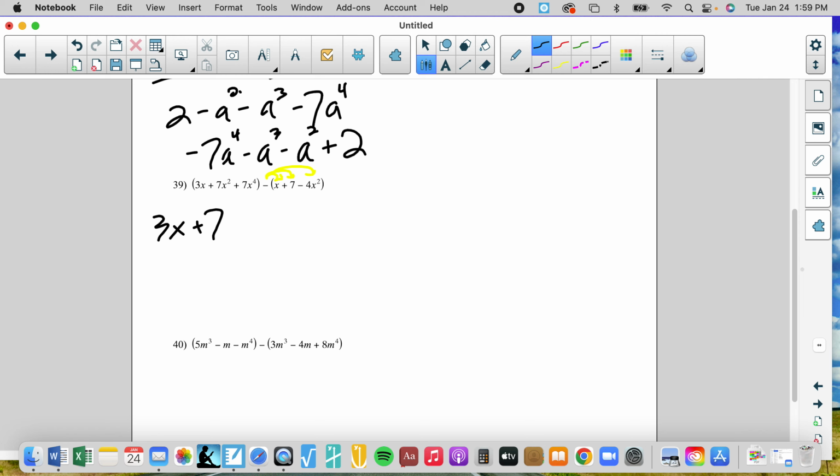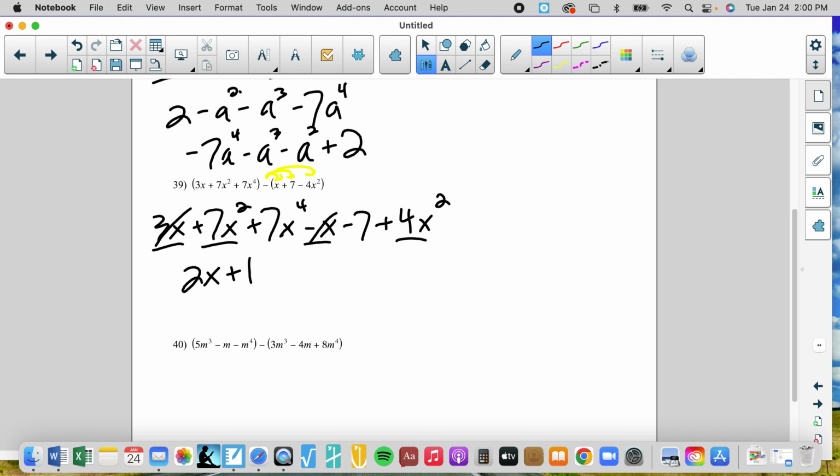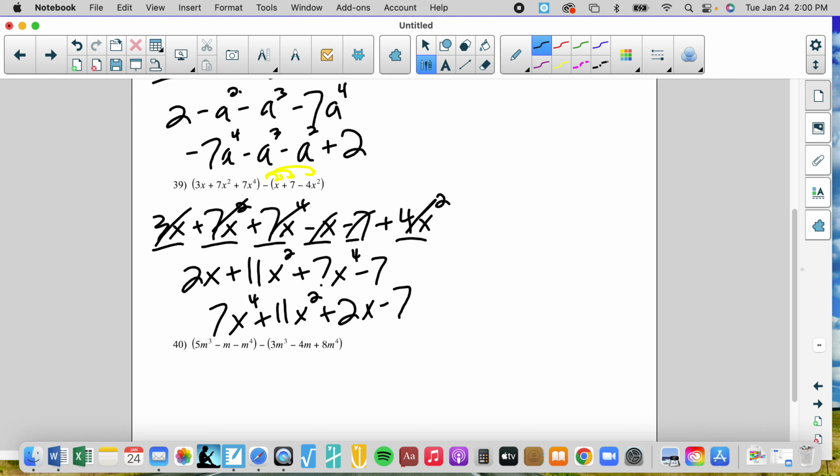3x plus 7x squared plus 7x to the fourth minus x minus 7 plus 4x squared. Partnered up. Partner 2x. Don't forget to cancel. x squared makes 11x squared. x to the fourth doesn't have a partner, and the constant doesn't have a partner. So that's going to be 7x to the fourth plus 11x squared plus 2x minus 7.